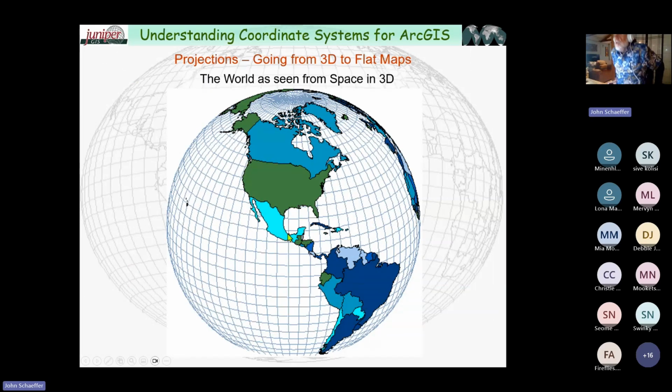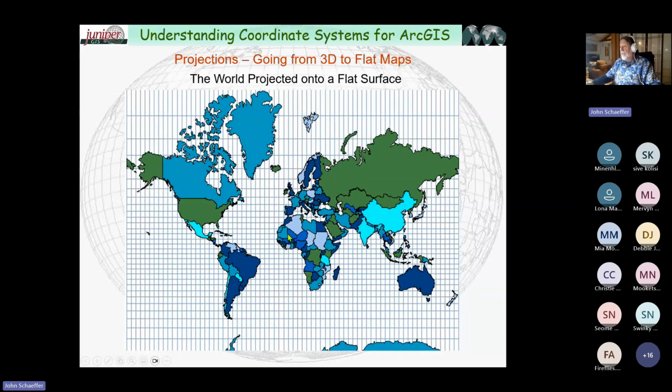Now, here are a few examples of going from 3D to flat maps. This is the world as seen from space in 3D, projected onto a flat surface. We can see a little bit of distortion here. Greenland looks really huge. South Africa, well, all of Africa, is probably smaller than it actually is.